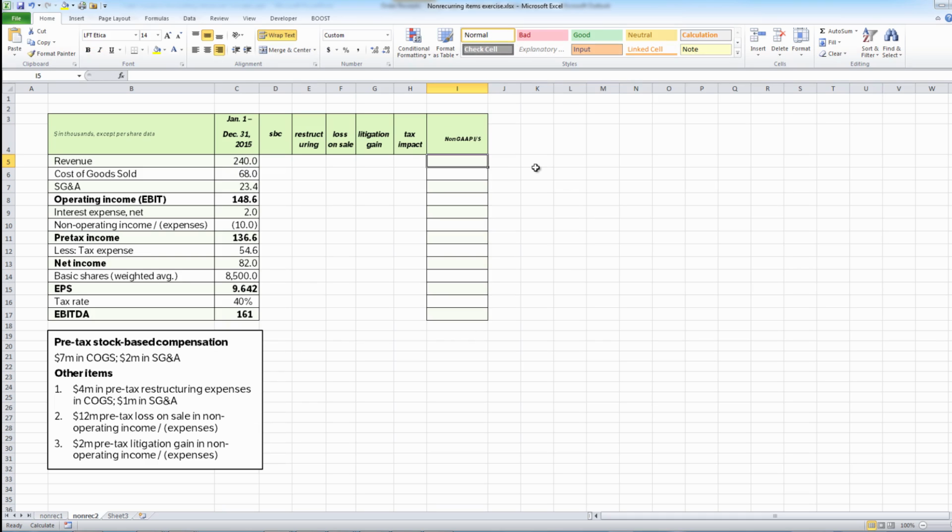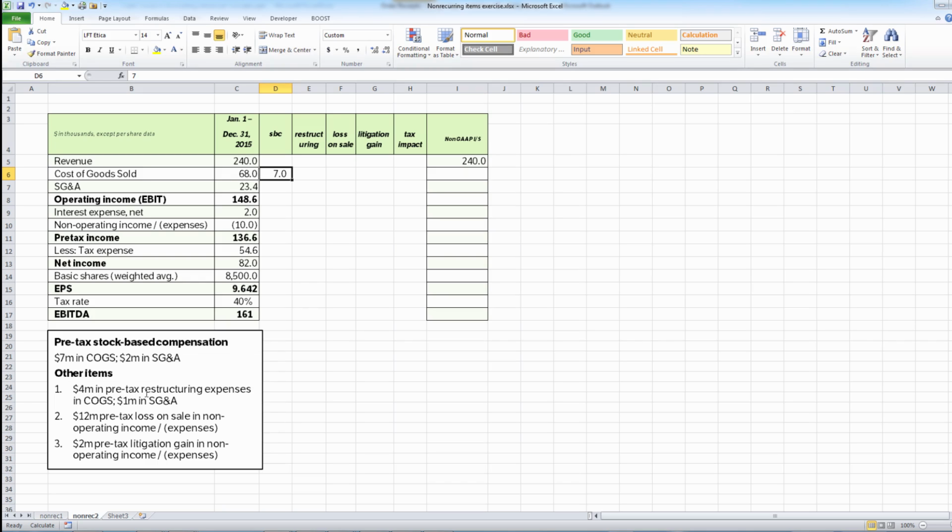So with revenues, there were no adjustments, so we can just simply carry over revenues. In fact, let's be a little more Excel friendly with this and just link directly the revenues from before. Now, to get to cost of goods sold, there are a few adjustments that need to get made. First, we've identified that within cost of goods sold, there's about $7 million in stock-based compensation buried within cost of goods sold.